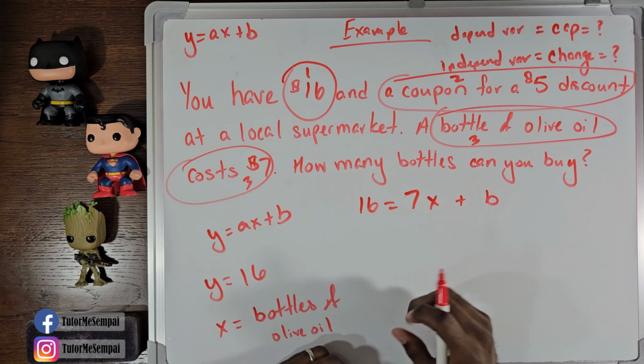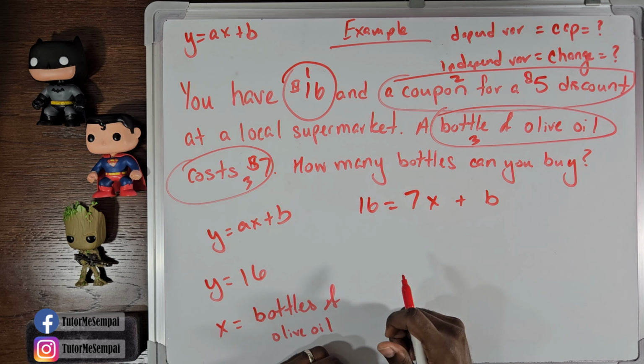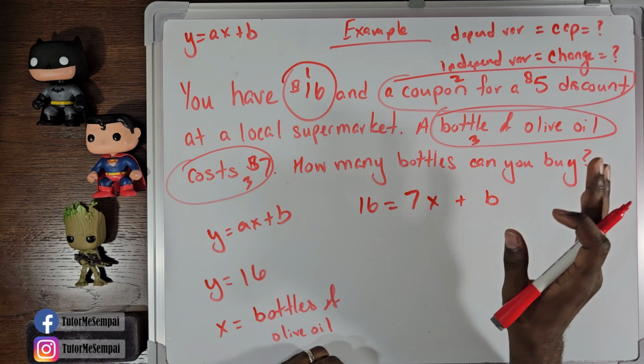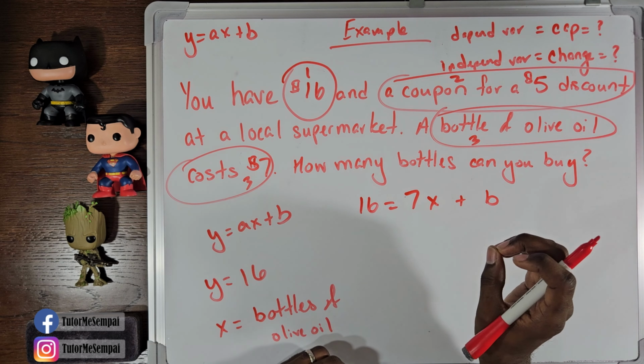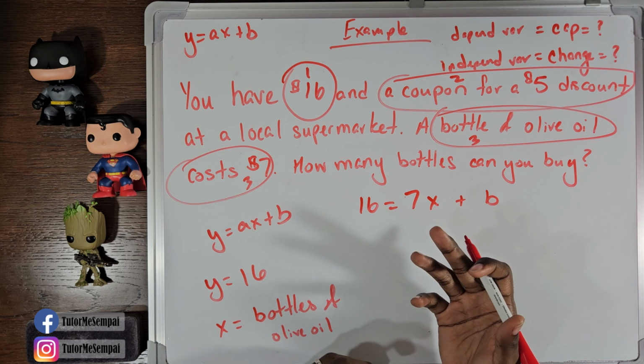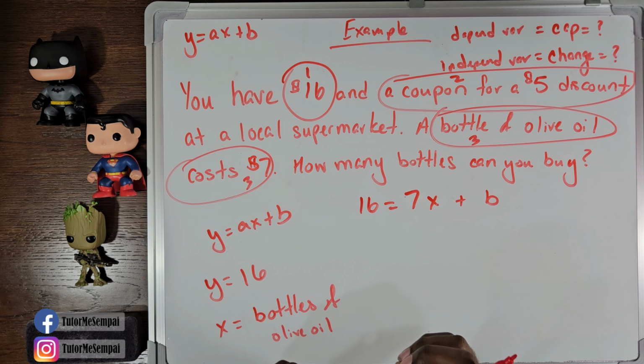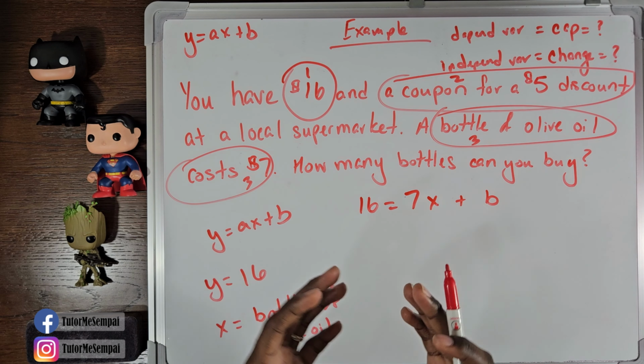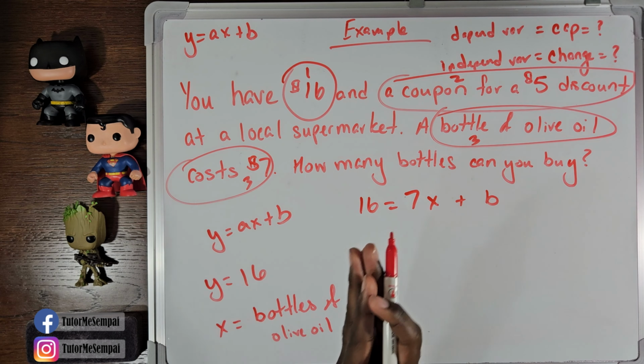Do we have a B? Is there something that should go here? Well, there's only one thing left, but don't let that necessarily get you, because sometimes you have more information in your word problem than necessary. So be very strategic about what you're putting into your linear equation. This is a discount. Is this discount going to affect how many bottles of olive oil we can buy? Yes. It's going to have an impact on our linear equation, so it does belong in our equation.